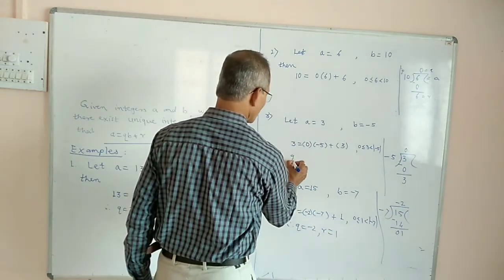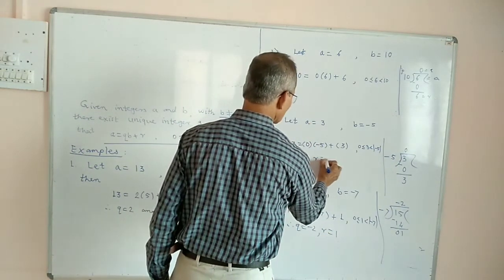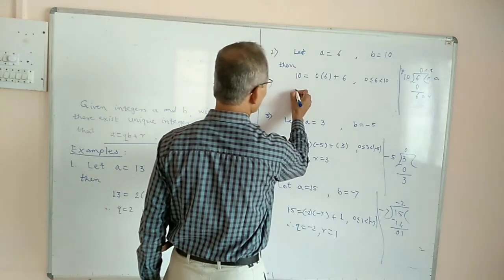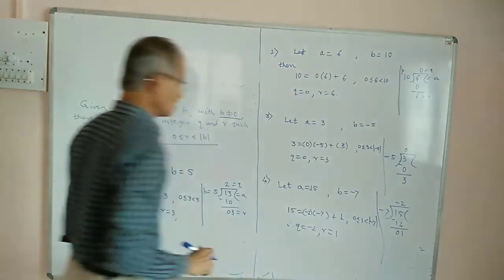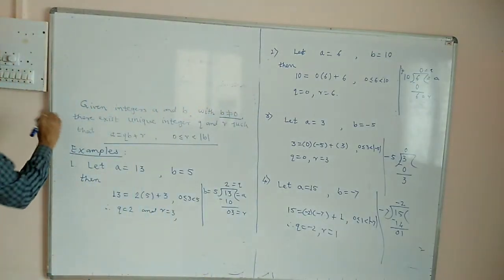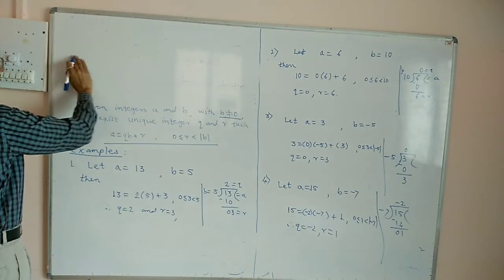Here Q is 0, R is 3. Here Q is 0, R is 6, and so on. So you may try for such type of examples.